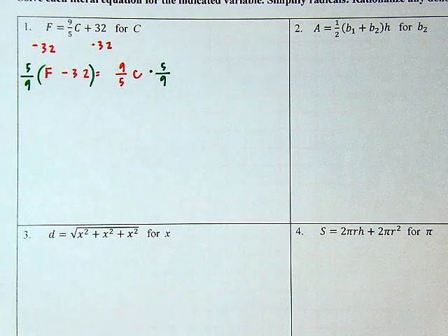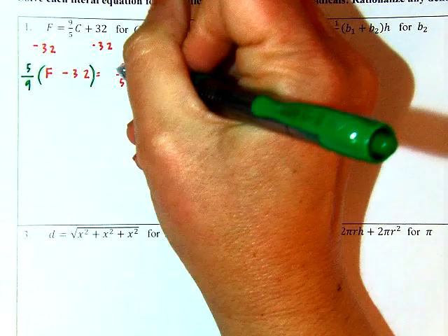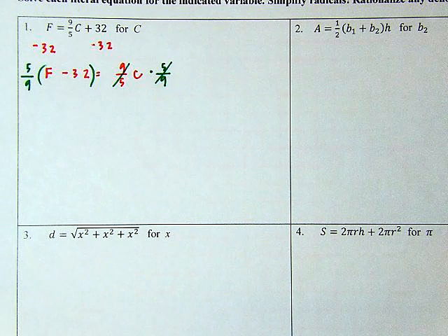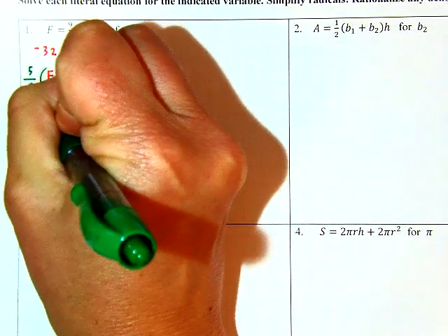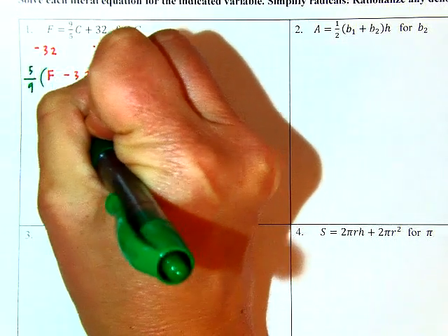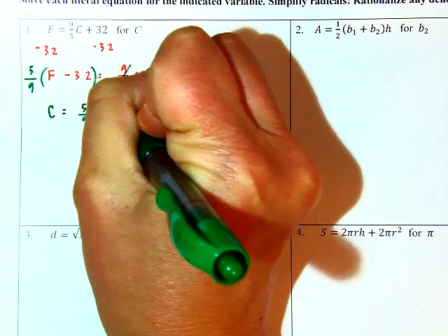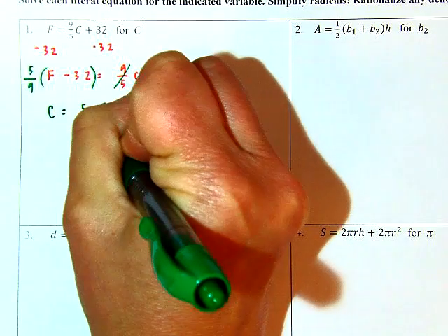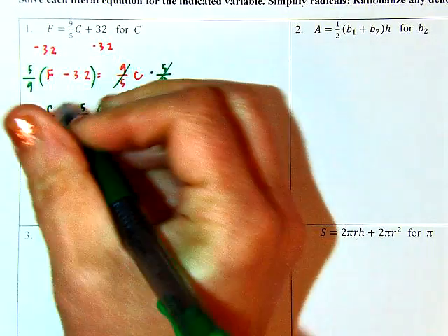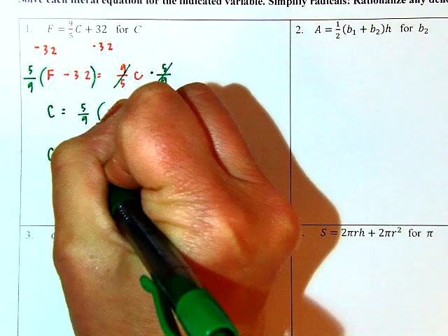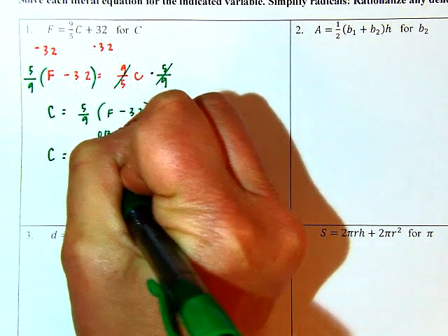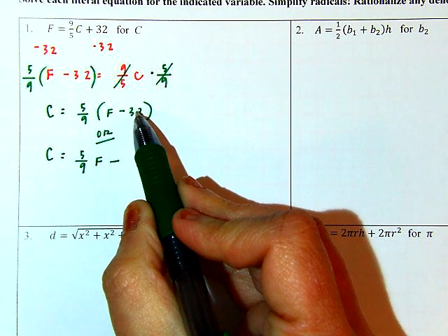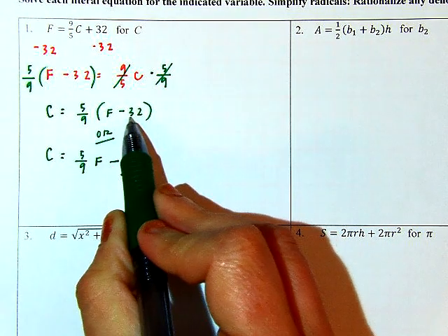On the right-hand side, where I have 9/5 of C times 5/9, 9/5 times its reciprocal is really just 1. So I'm left with C all by itself. I get that C is equal to 5/9 of F minus 32. I could leave it like that, or I could distribute it. If I distribute that 5/9 out, I can say that C, Celsius, is 5/9 of degrees Fahrenheit minus 5 times 32 is going to get me 160, and then it's over 1 right here.